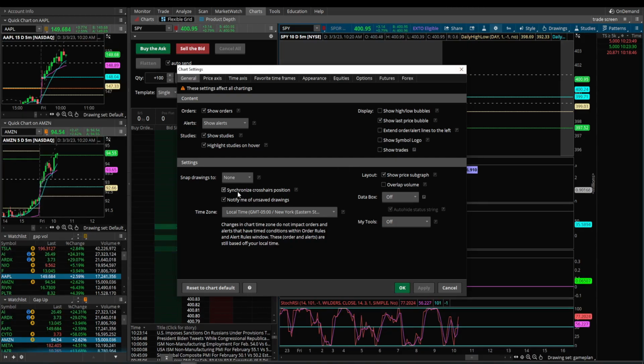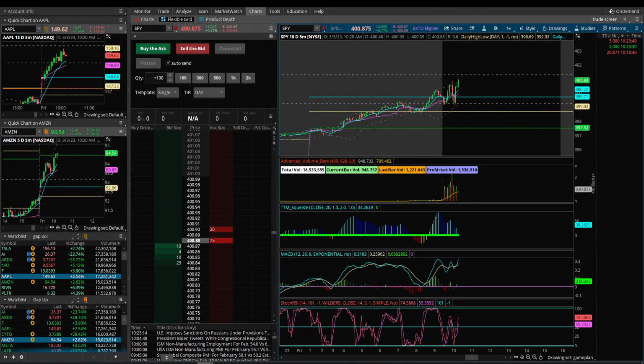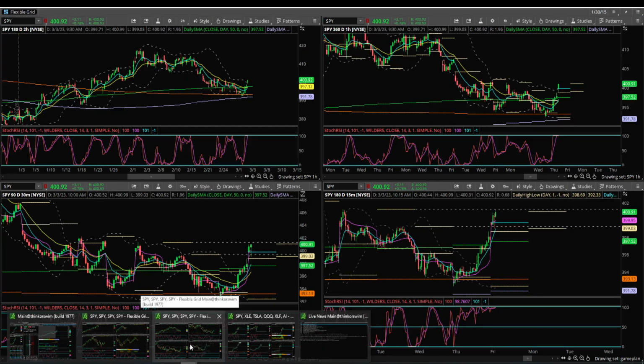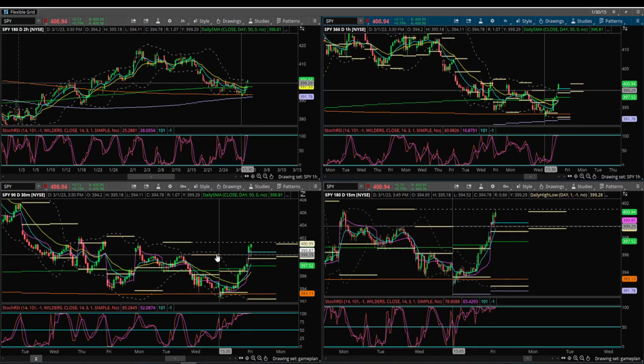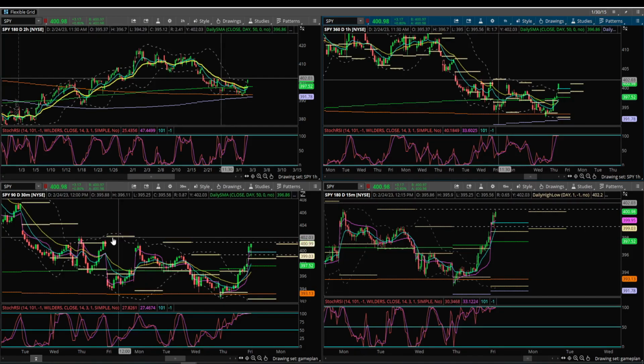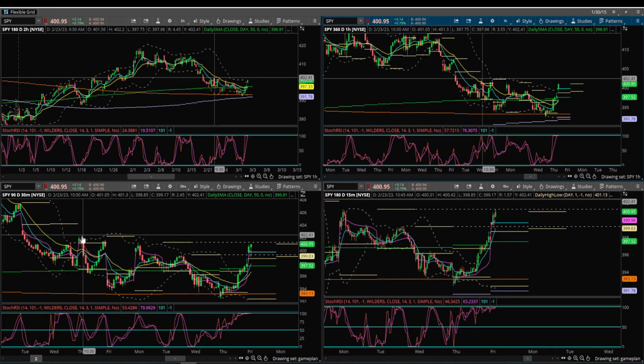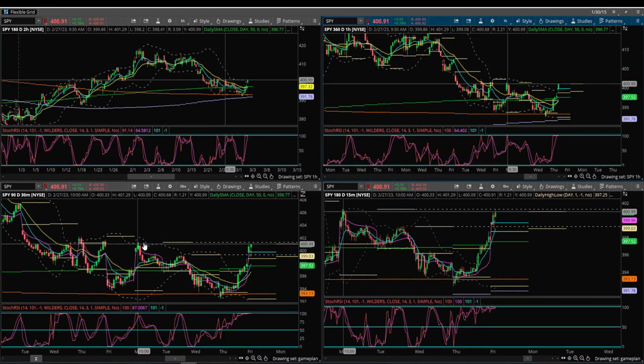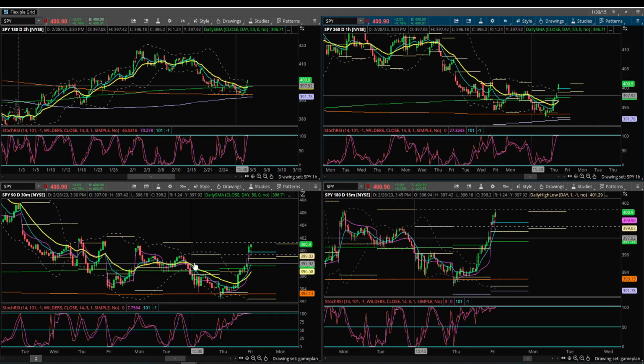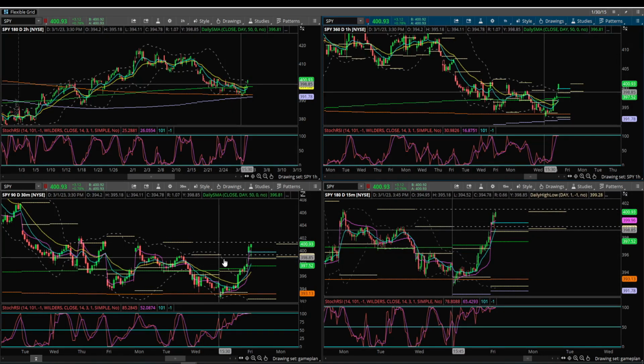But one of the things I really like to do is the synchronized crosshair position. When you're looking at these charts, it makes multiple time frame analysis a lot easier when your crosshair is going through all of time and space on your charts.